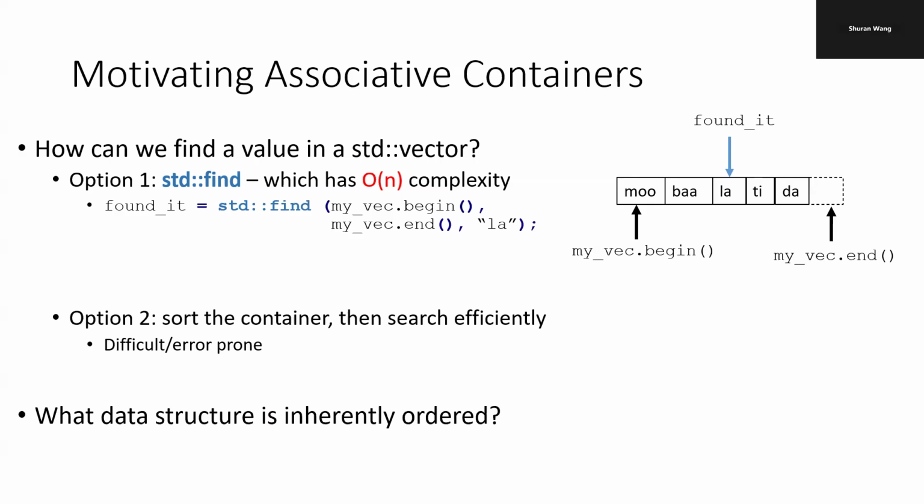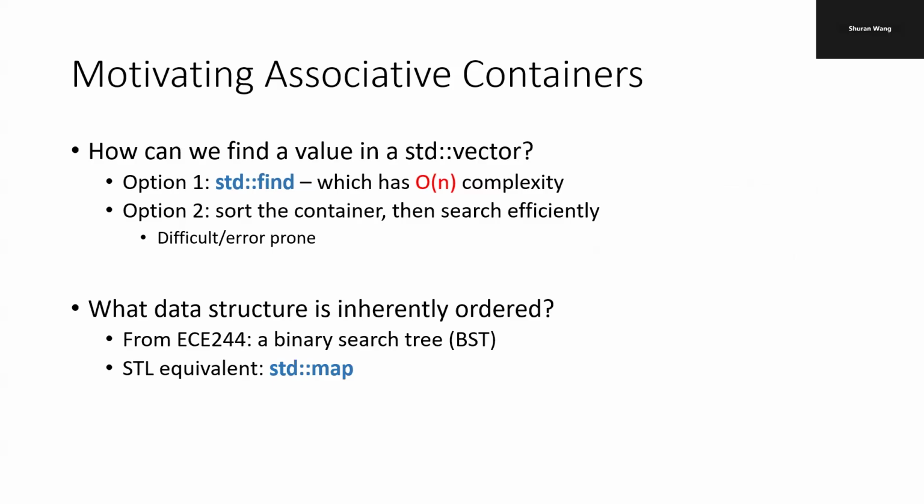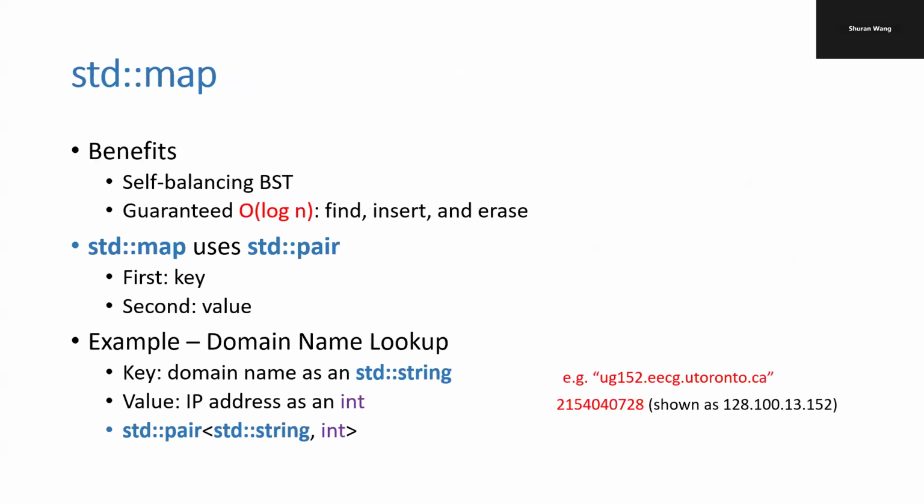Any idea? Yep. Binary search tree. In the STL, the binary search tree is called std::map. std::map is a self-balancing binary search tree so that you don't have to worry about it being unbalanced and going into the worst cases. It guarantees O(log n) complexity for find, insert, and erase.